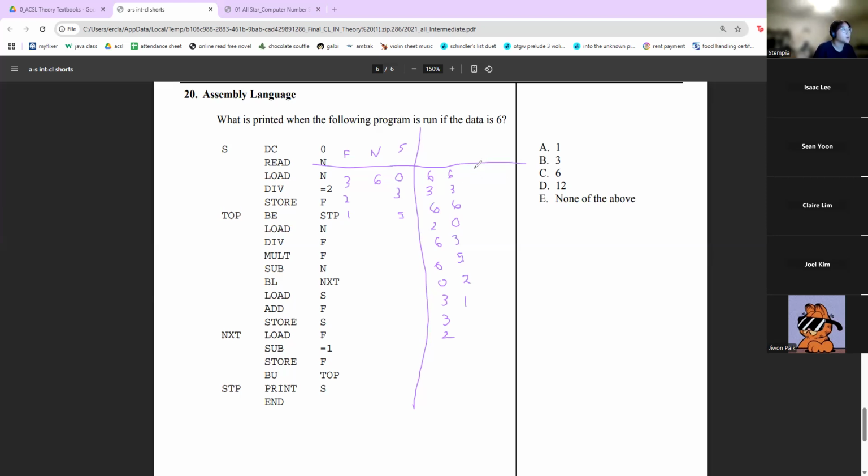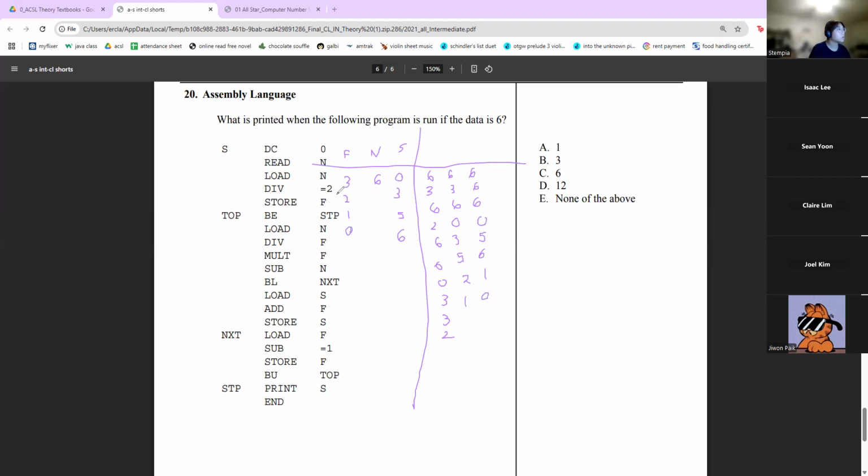Not equal to 0, so we're gonna load n again. Divide by f, give us 6, multiply by f, give us 6 again. Subtract n to give us 0. No, wait, I've already subtracted n. It's not less than 0, so we're going to load s, add f, store this in s, load f, subtract 1, store in f. Then go back up to the top.